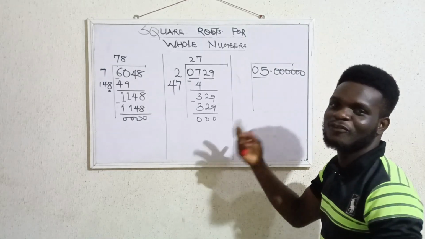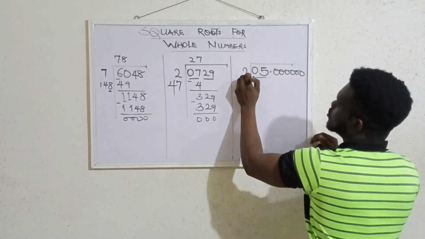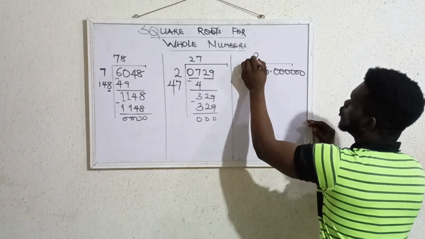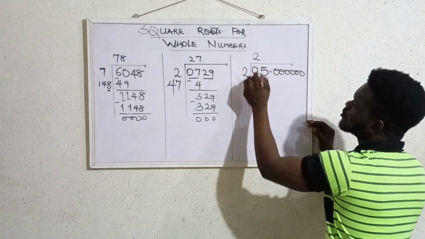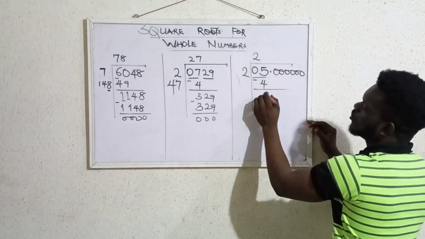2 times 2 is already 4. 3 times 3 is already 9, which is already more than 5. So we're going to take 2, just like we did before. You take 2, then you drop your 2 as usual. 2 times 2, you have 4. You subtract 5 minus 4, you have 1.